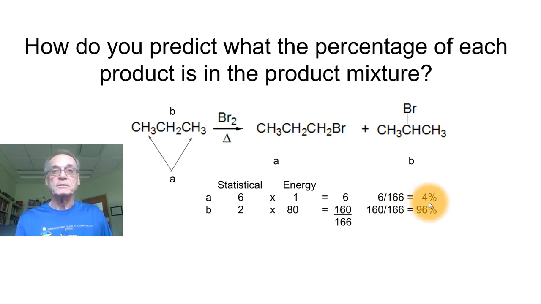Now these are really rough numbers. This is only an approximation, but it does tell you that the isopropyl bromide would be favored over the N-propyl bromide by a ratio of essentially 96-to-4. So for all intents and purposes, you can say that this is going to be the only product formed. There will be a little bit of this, but for the most part, it'll be that product.